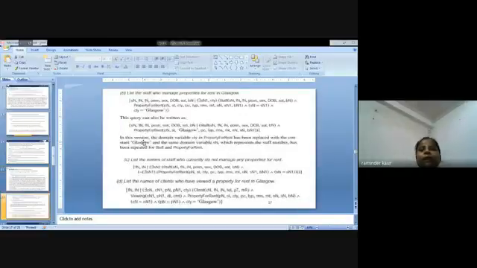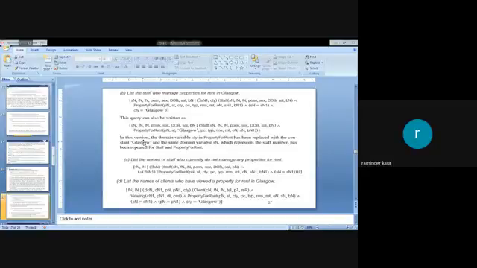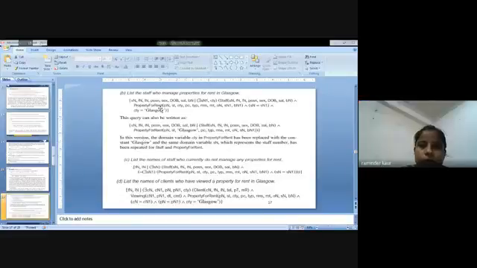This is the second query, third query, and fourth query. Have a look at the same. List the staff who manage properties for rent in Glasgow. Same queries that we have studied in tuple relational calculus, but now we are processing them with the help of domain relational calculus. So this could be the interpretation.